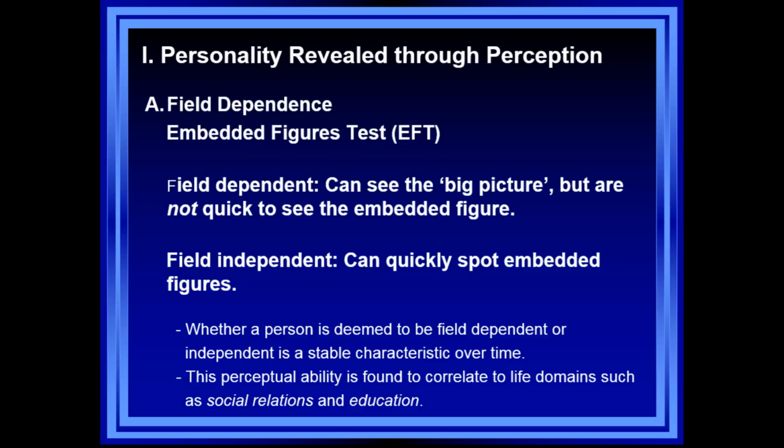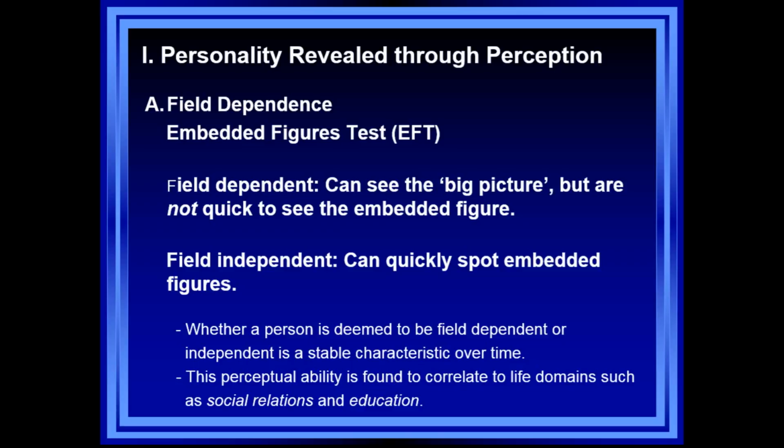They are attentive to social cues. They're oriented toward other people. They prefer to be with other people. They get along well with others. They're productive in social situations. Just in general, they have strong social skills. Again, those are field dependent people who see the big picture.